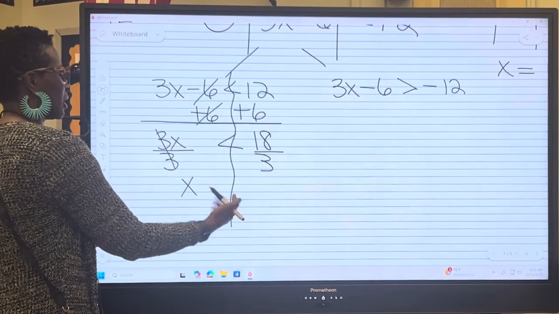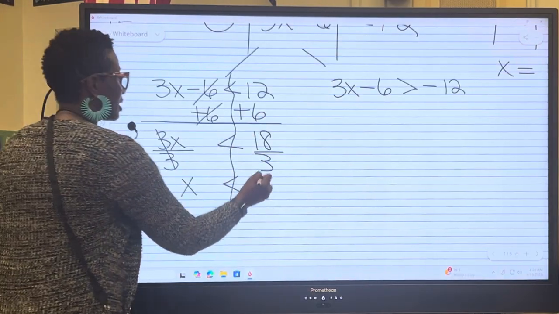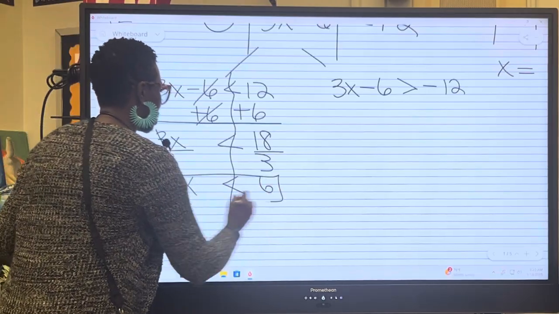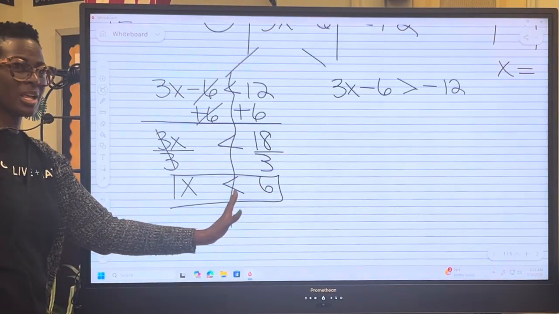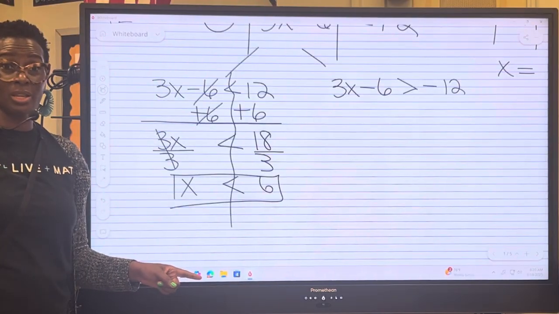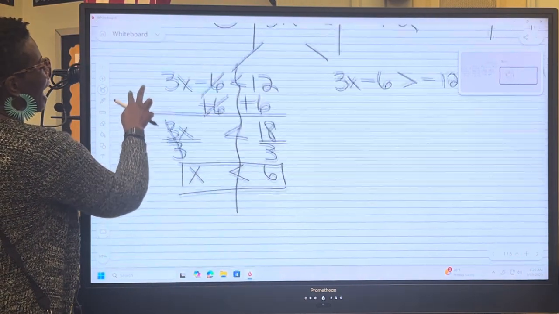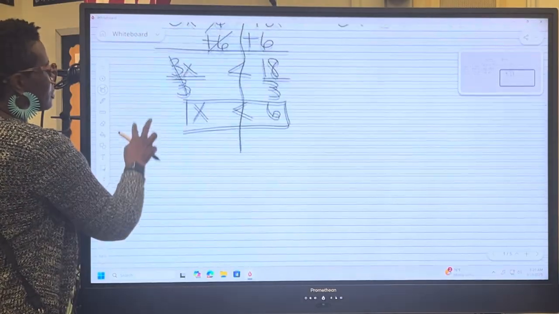What's my sign going to be? Less than, and 18 divided by 3 is? 6. So the solution here is any number that is what? Less than 6 will make this sentence true. Are you all following me? Yes? Let's check it.